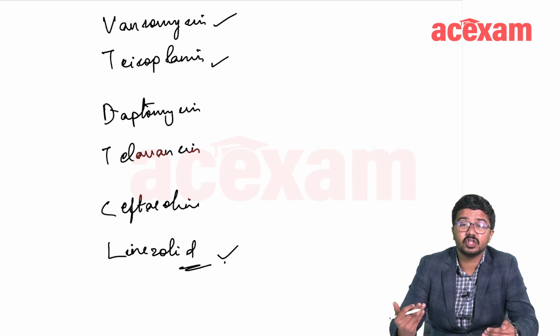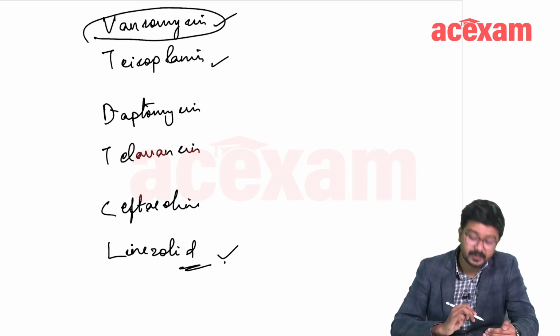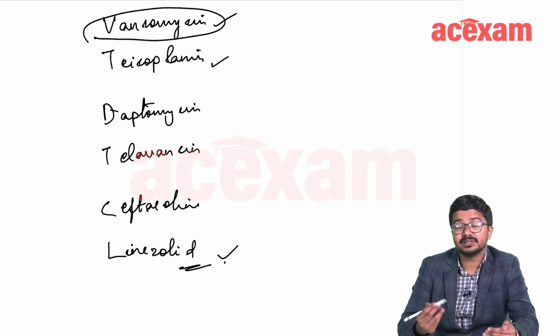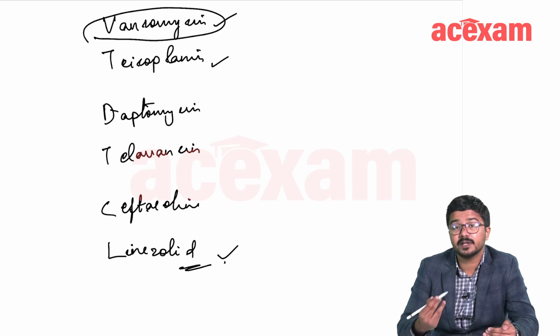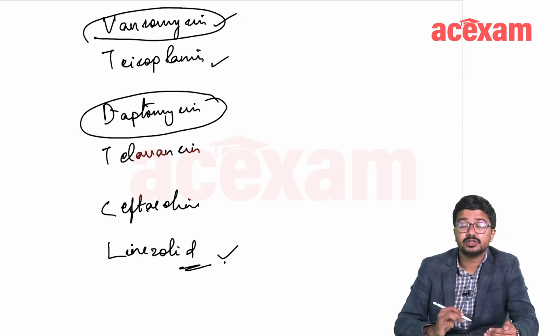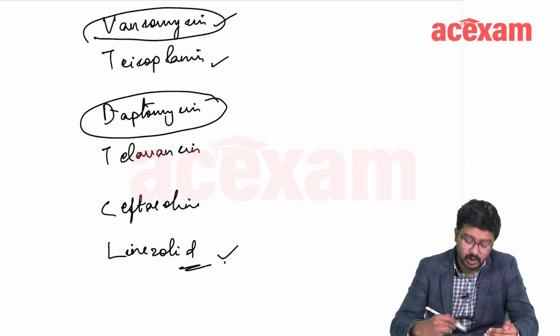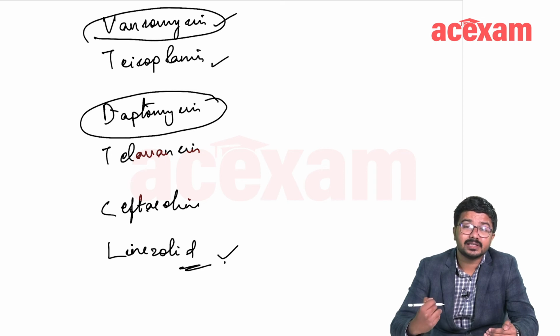But before going to the next question, let us learn a bit more on MRSA. What is the drug of choice for MRSA? The drug of choice for MRSA is vancomycin. What is another drug which is equivalent to vancomycin? To be more specific, non-inferior to vancomycin is daptomycin. So the drug of choice is first vancomycin, and if it is not in the options, next is daptomycin.